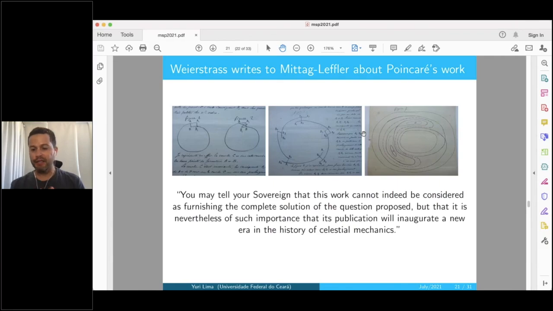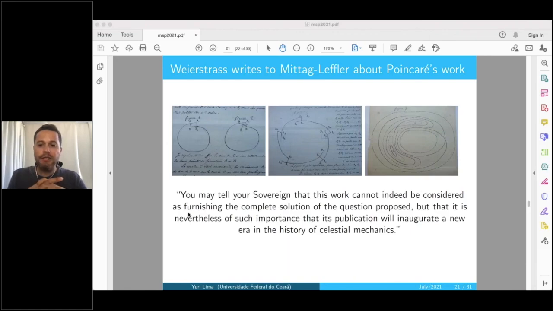Actually, Weierstrass, who was one of the referees of the prize, wrote to Mittag-Leffler about Poincaré's work, and you can see here that he claims the following: "You may tell your sovereign that this work cannot indeed be considered as furnishing the complete solution of the question proposed, but that it is nevertheless of such importance that its publication will inaugurate a new era in the history of celestial mechanics."